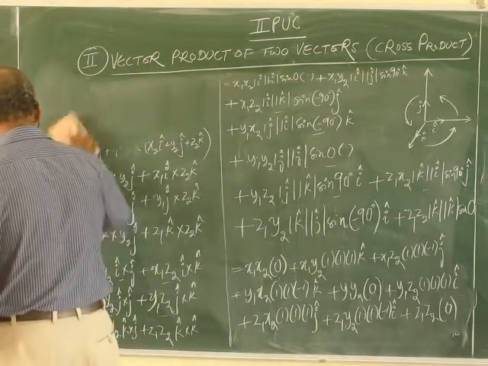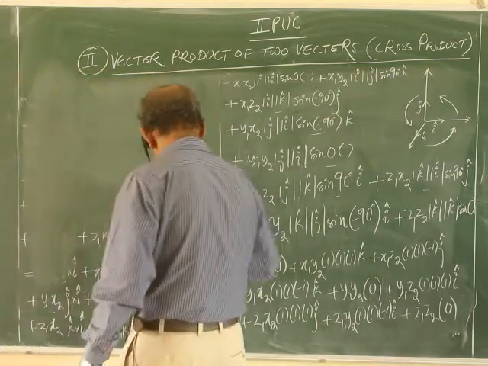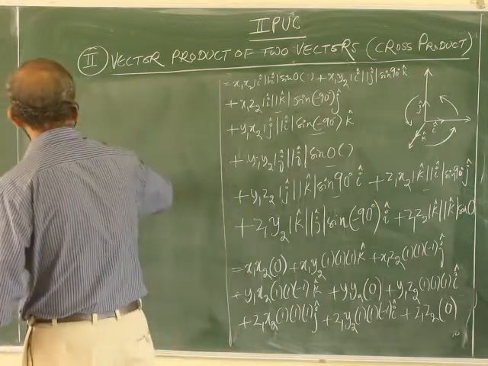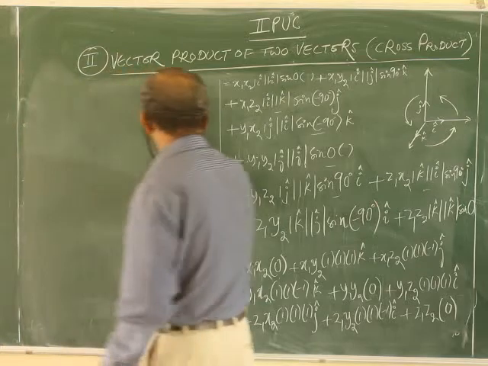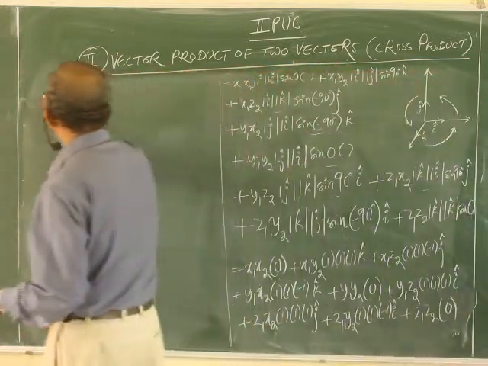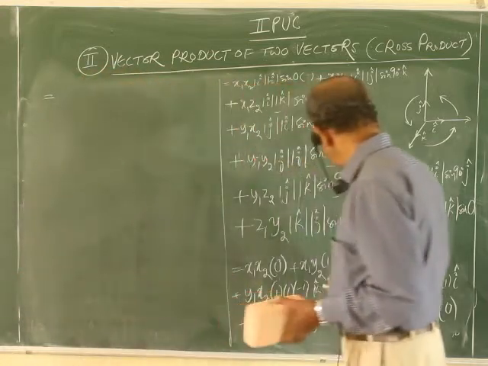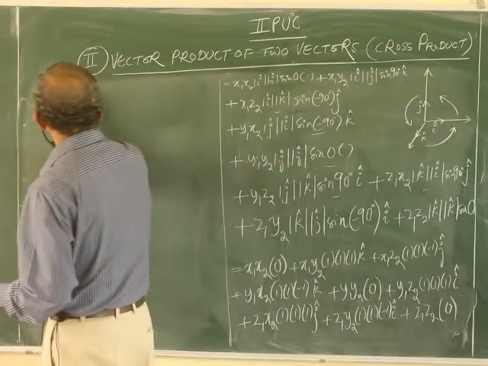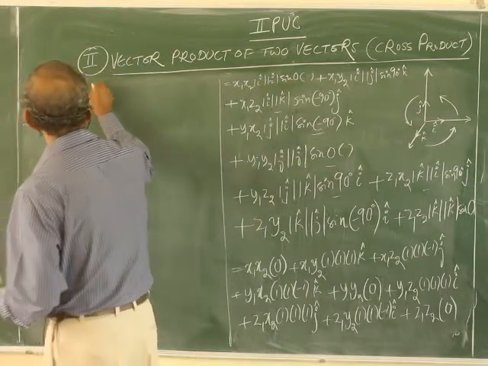Derivation is a little lengthy, but if you follow the steps clearly, it can be derived easily. Again come back. First one you need not write, because it is 0. Leave it. You write this one: x1 y2 k.